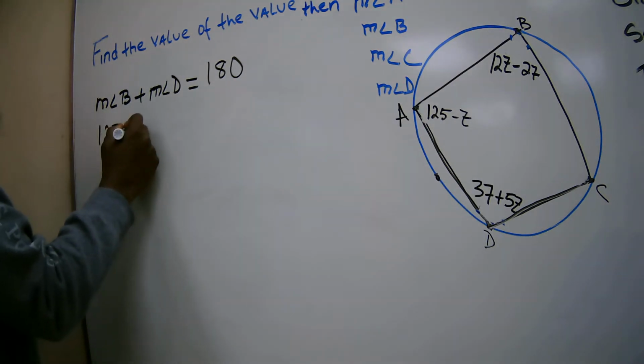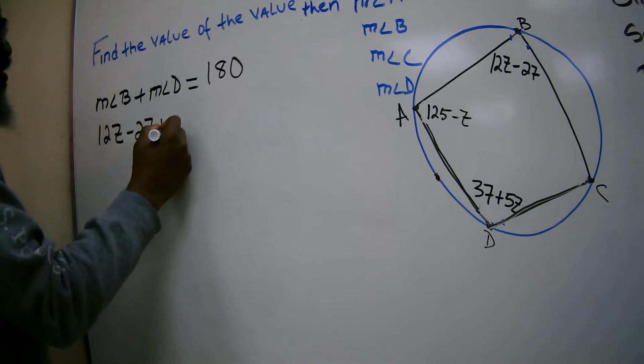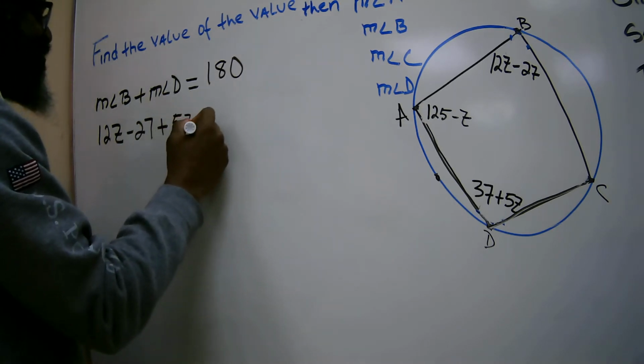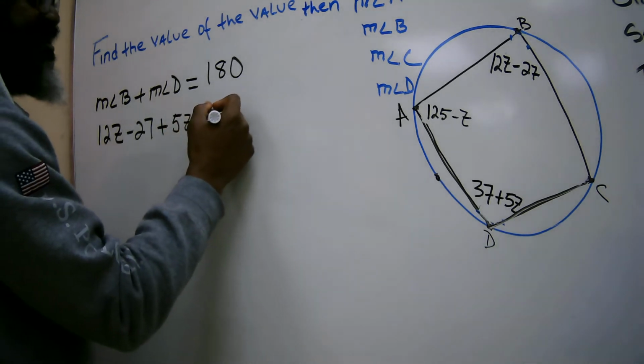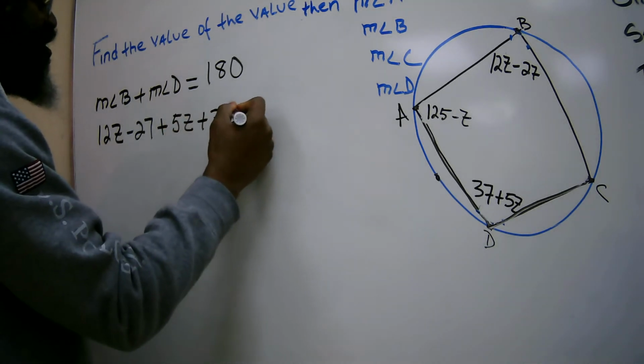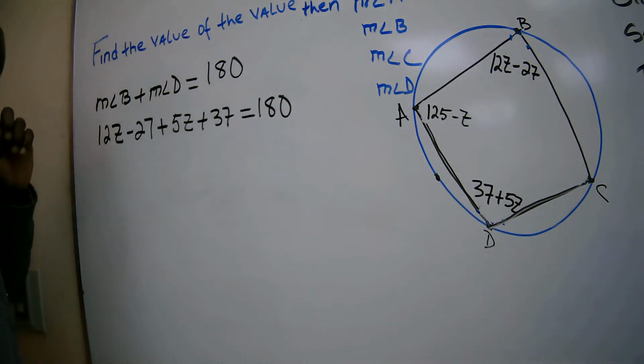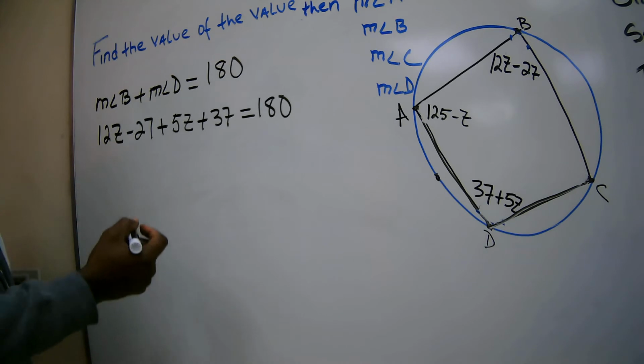12z minus 27 plus 5z plus 37. This will be equal to 180. In this case, that will help us to solve for z. That's the equation. Now we are going to combine like terms.